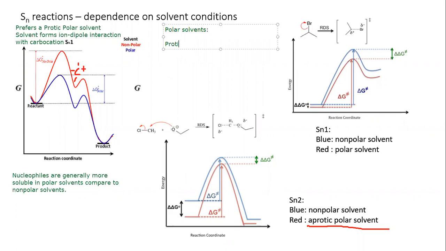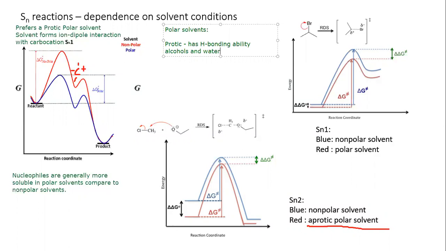Protic means it's involved in hydrogen bonding, has hydrogen bonding ability. And such examples are alcohols like methanol, ethanol, and water. These are probably the most common protic solvents because they can hydrogen bond because they have a hydrogen attached to an oxygen.